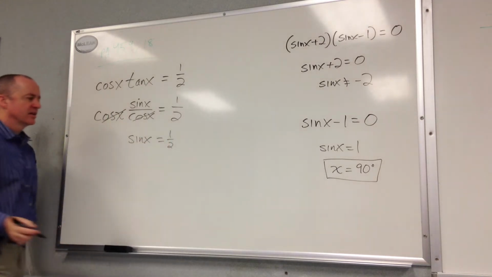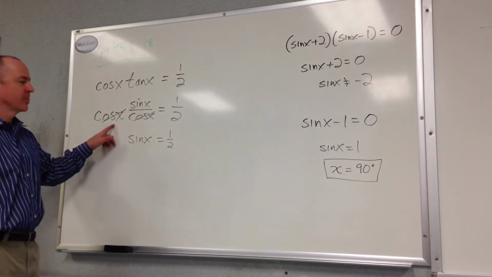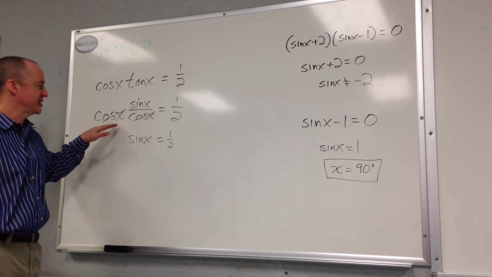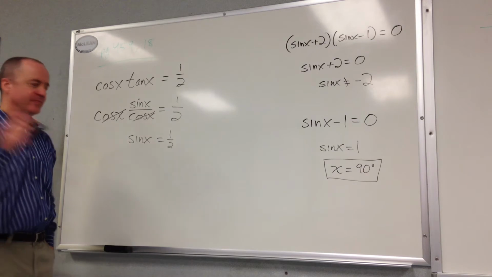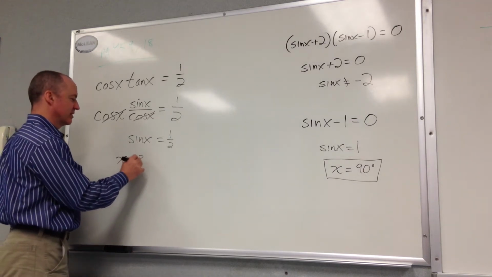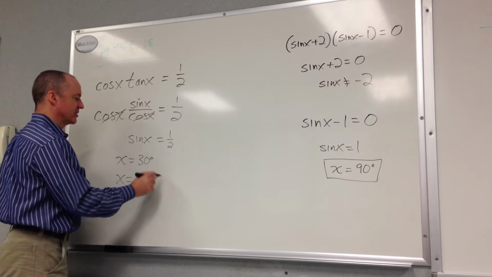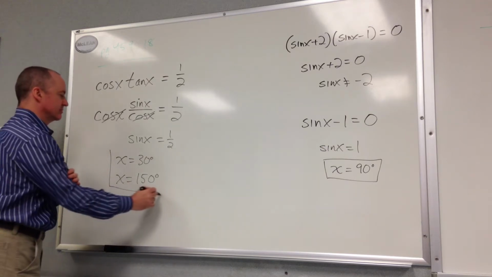Someone other than Trey, what angles? Sine is 1/2 at 30 and 150. That's easier than I thought.